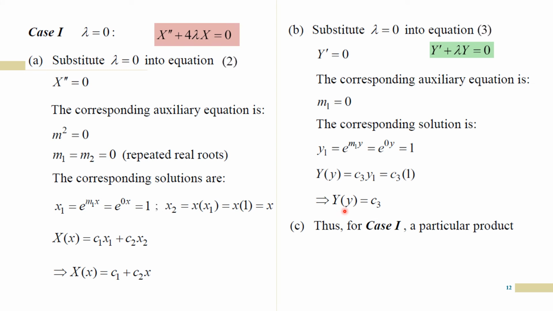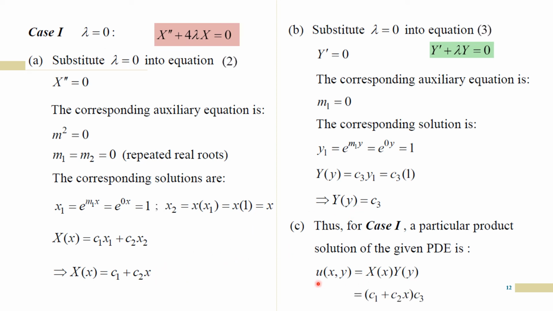So this is the solution for the function Y. For case number 1, the product solution will be in the form of u of x, y equals X times Y. X is a function of the variable x alone, and Y is a function of the variable y alone. So let us multiply these two results together. The answer will be u of x, y equals c1 plus c2 x, multiplied by c3. So this is considered as the product solution for the given PDE in the case of lambda equals 0.